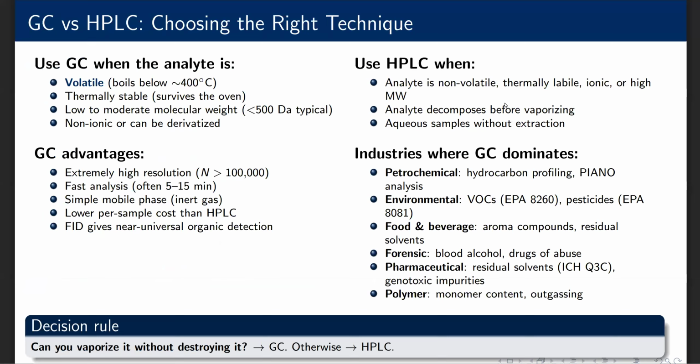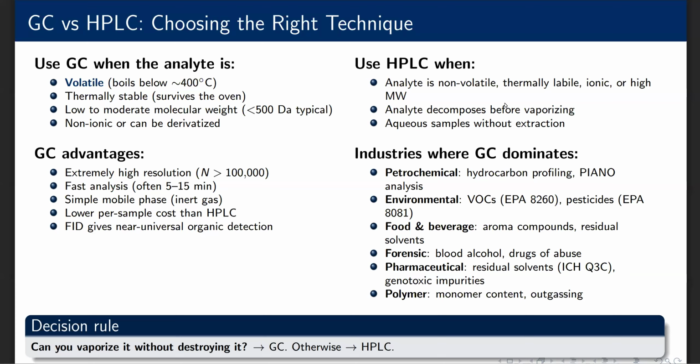GC versus HPLC, choosing the right technique. The fundamental question when choosing between GC and HPLC is, can the analyte survive vaporization? If yes, GC is almost always the better choice because capillary GC offers extraordinary resolution, often exceeding 100,000 theoretical plates on a 30-meter column. It is also faster and cheaper per sample than HPLC because the mobile phase is an inexpensive inert gas rather than HPLC grade solvents.